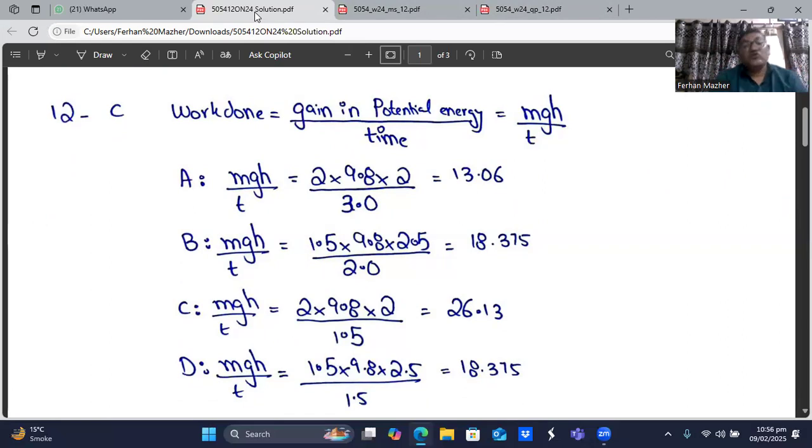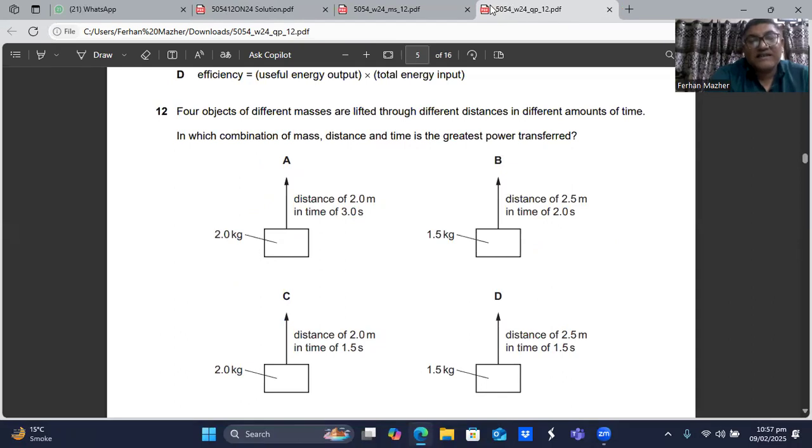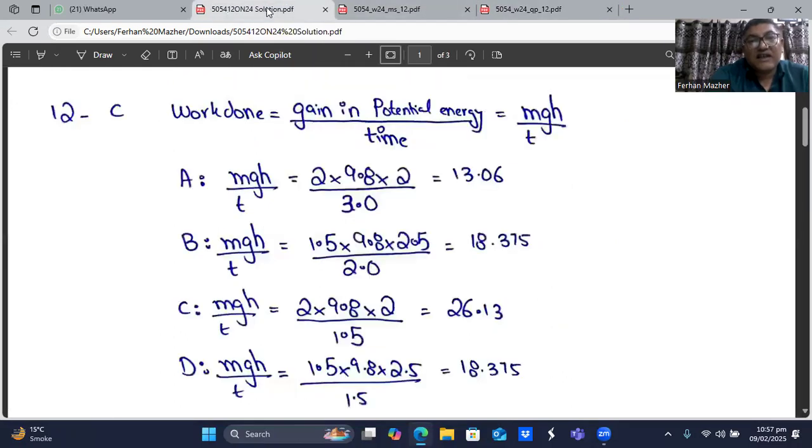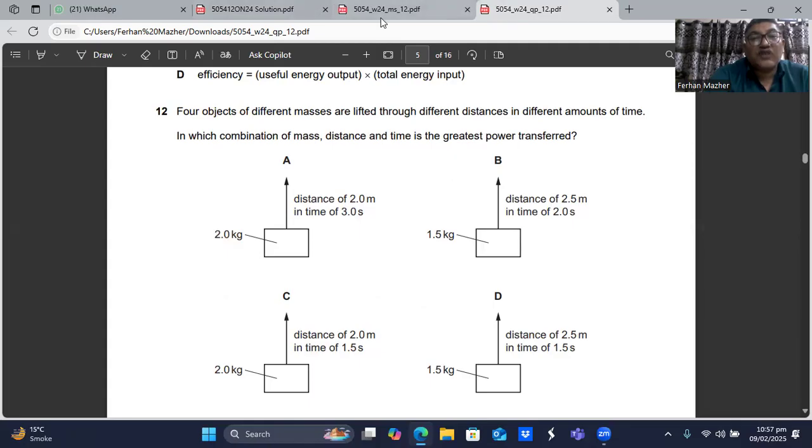C part is 2 multiplied 9.8 multiplied 2 divided by 1.5, and that will be 26.13. And for the D part, it will be 1.5 multiplied 9.8 multiplied 2.5 divided by 1.5, and that is 18.375. So the greatest power is 26.13, and the least power is 13. So I think C, let's check what they ask us. Greatest power, C is the answer, sir, because C has shown 26.13 watt. So we think C is the answer, sir. Question number 12, C is the answer. Yes, our answer is right, sir.